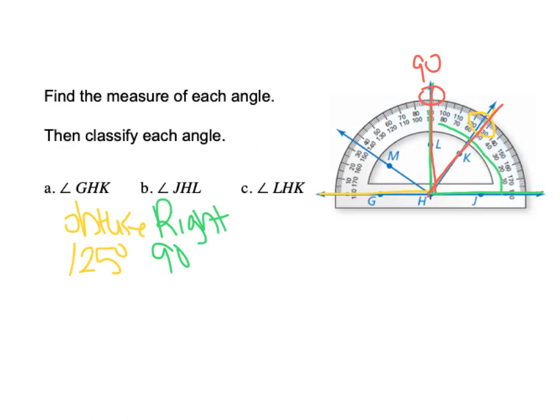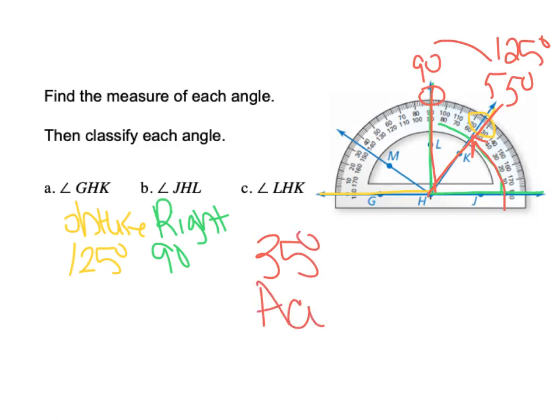And here, if you look, coming from this side, it would be at approximately 55 degrees. If you look coming from 90 degrees, it's at approximately 125 degrees. Either way, if you find the difference between those two, the difference is 35 degrees. And 35 degrees is an acute angle.